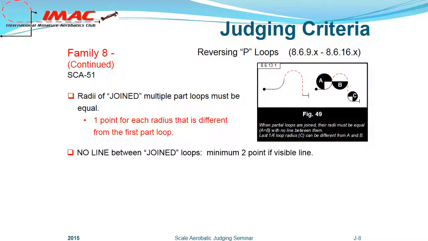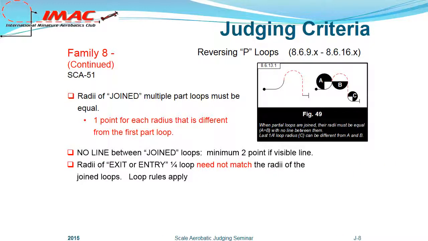For these joined loops, the pilot must finish the first loop and immediately begin the second partial loop. There can be no line drawn between the joined loops, with a minimum deduction of 2 points. The radius of the entry or exit quarter loop, marked C on Figure 49, does not have to match that of the joined loops, but must observe all the standard looping rules.